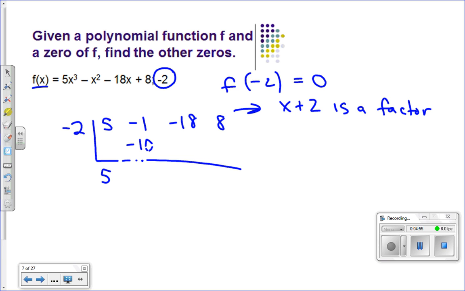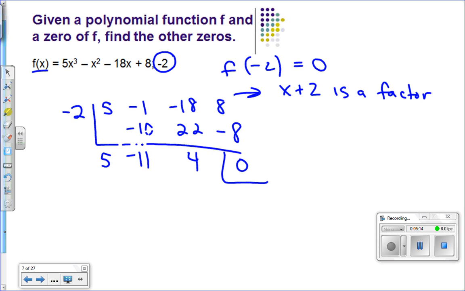We're going to add to get negative 11. We're going to multiply to get 22. We're going to add to get 4, multiply to get negative 8. And look at that, my prediction was true. 0 is the remainder, which implies that negative 2 is a 0, which tells us that x plus 2 is a factor of this polynomial.